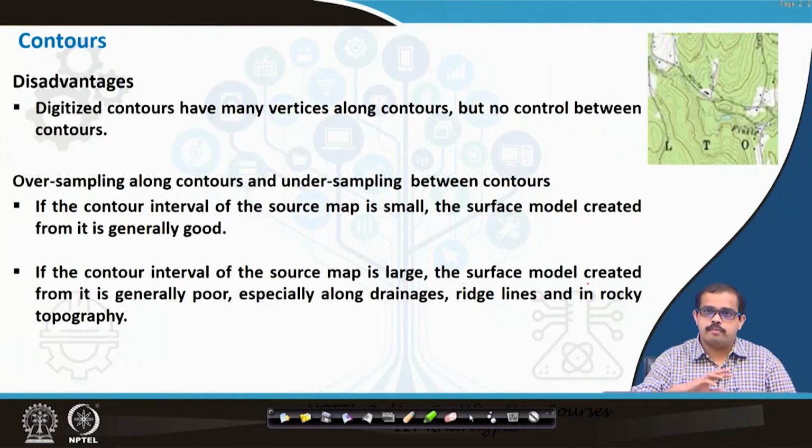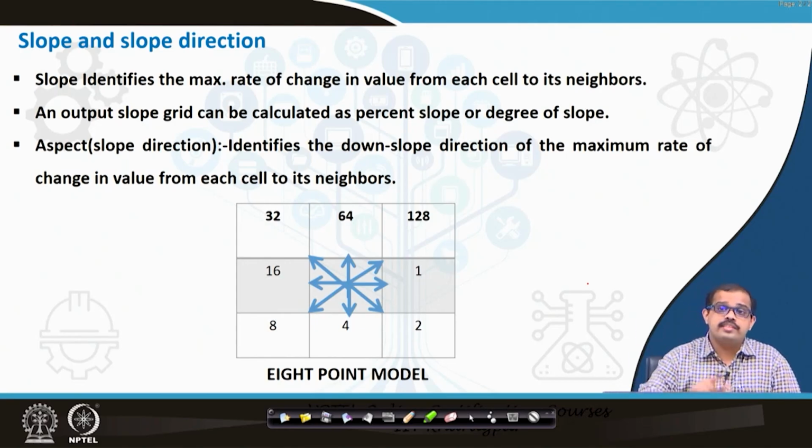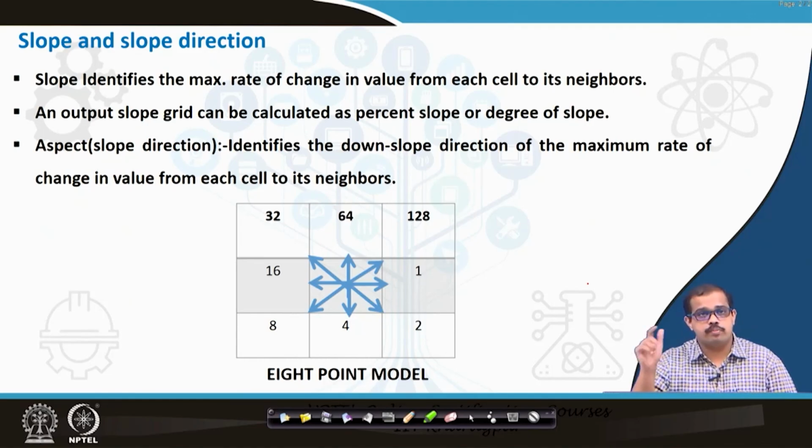So, I have spoken about both the disadvantages and advantages, so you can probably refer there. And there is another model which is called a slope and slope direction model. If you are looking at a hydrological application, this is an extremely useful kind of model. It identifies the maximum rate of change and the direction of that rate of change. That is what is important in a slope and slope direction model. Any output slope grid can be calculated using the percentage slope or degree of slope.